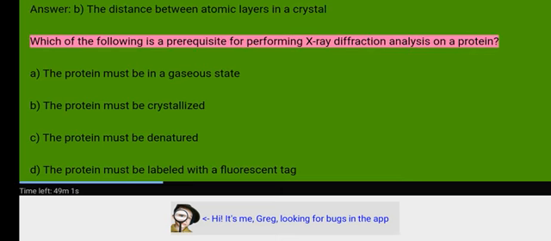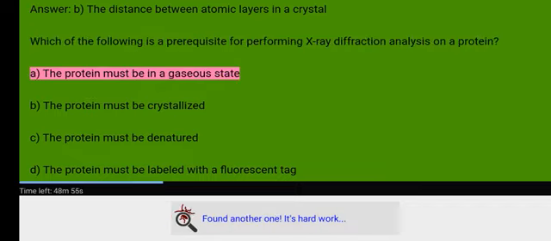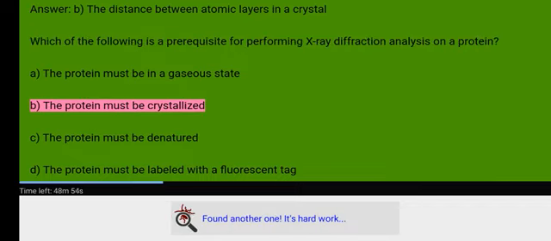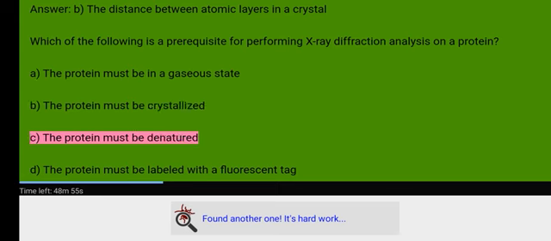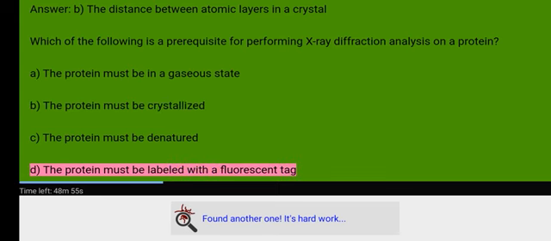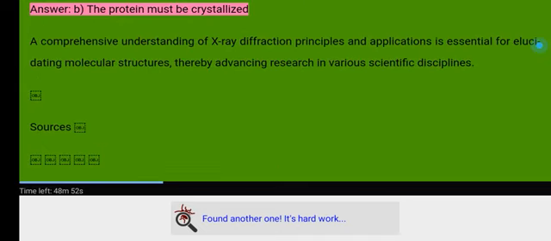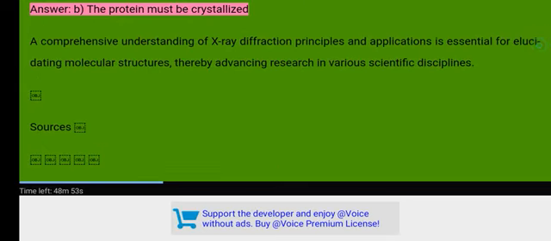Which of the following is a prerequisite for performing X-ray diffraction analysis on a protein? A. The protein must be in a gaseous state. B. The protein must be crystallized. C. The protein must be denatured. D. The protein must be labeled with a fluorescent tag. Answer. B. The protein must be crystallized.